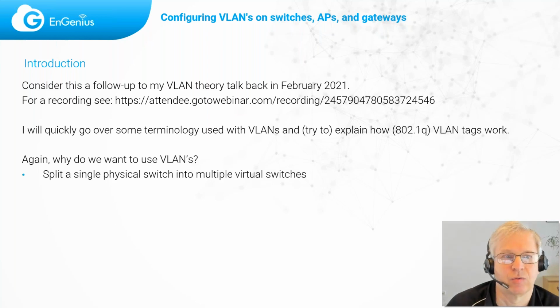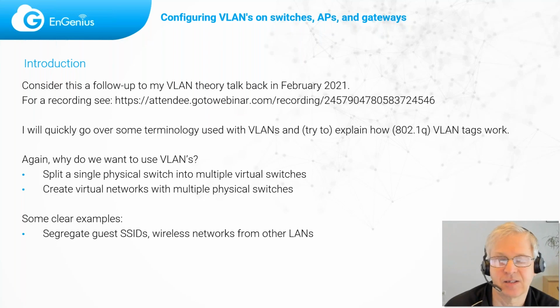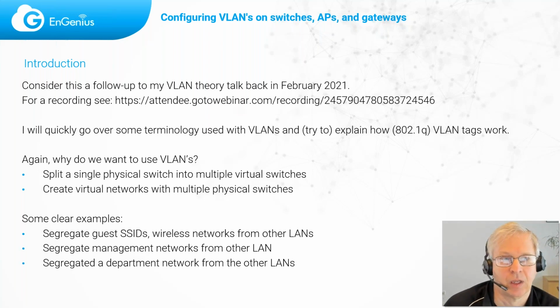So first thing that we should talk about, of course, is why do we even want to bother with VLANs? Maybe because we have a big switch, but actually we feel the need to have multiple small ones, then we can split a single physical switch into multiple virtual switches. Also doing this over several physical switches, which might be in different buildings or different levels of some building. Some examples that you might think of: segregating your guest SSIDs from the other wireless networks or your other networks in general, or segregate your management networks from other local area networks, or maybe even something like a department network, splitting that up.